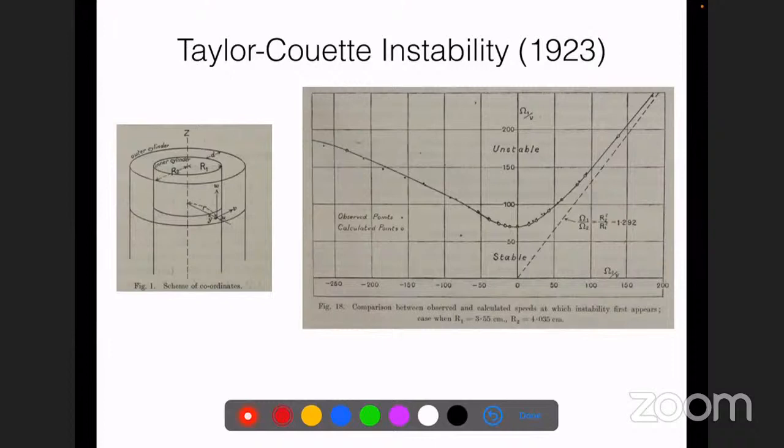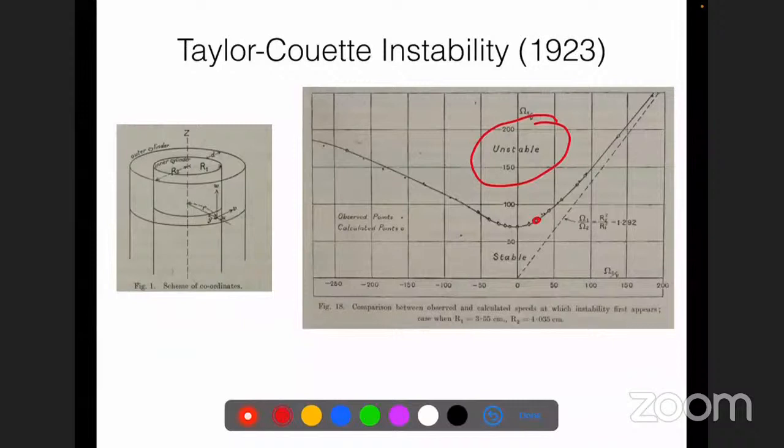And this is what you can actually see. So he has a plot here. This is from Taylor's original paper. He has a plot where the y-axis is the angular velocity of the inner cylinder and the x-axis is the angular velocity of the outer cylinder. And beyond the critical spin of the inner cylinder, you start seeing the system being unstable. And these dots that you have here are what he had from his experiment. And the curve is what he would get from his numerical calculation. And you can see the degree of match that he has between both his own numerical calculation and the experiments that he had performed.